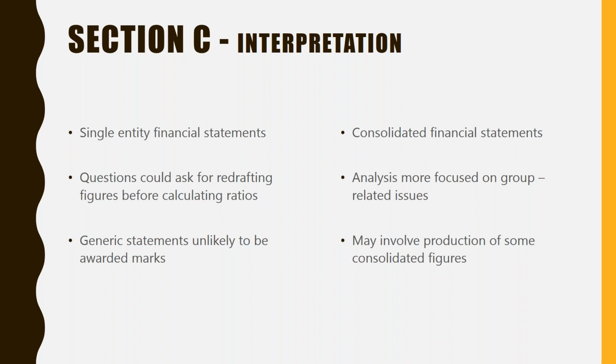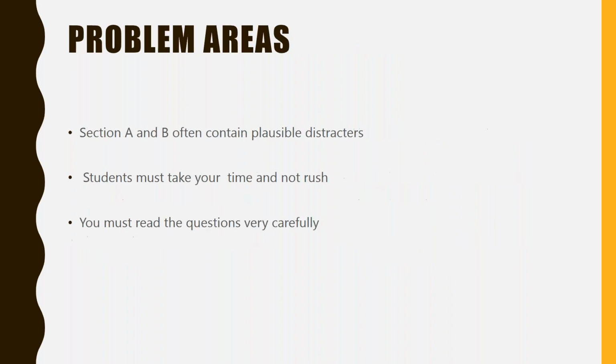So if there were about 15 marks in this particular question, you might normally get about 4 or 5 marks for the actual calculation of the ratio. And then you normally get about 6 or 7 marks for the explanation on that. So I'll talk a little more about that in a little while.